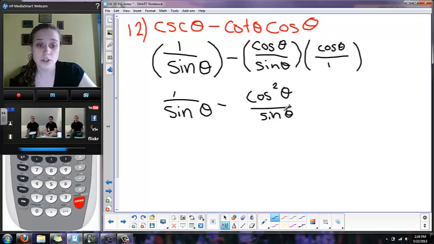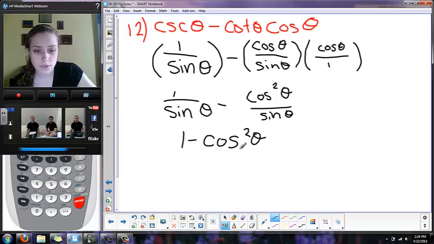So in this case, I do have a common denominator. There's a sine here and there's a sine here. So that means that my numerator becomes 1 minus cosine squared theta all over sine squared theta. Or I'm sorry, just sine theta, not sine squared.